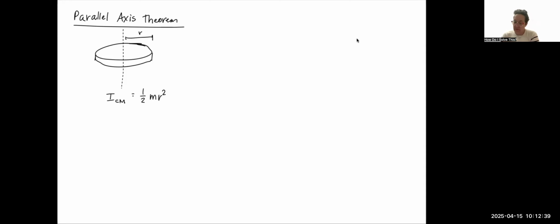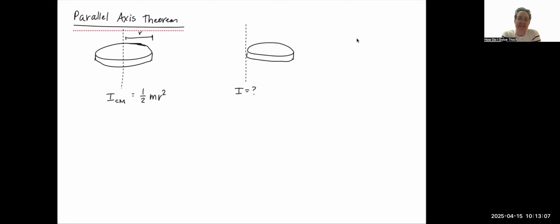But what if I have the same disk, and I want to rotate it, but instead I want to rotate it around a different axis? What if I wanted to rotate it along its edge? What would my moment of inertia for that be? And so this is where the parallel axis theorem comes into play.